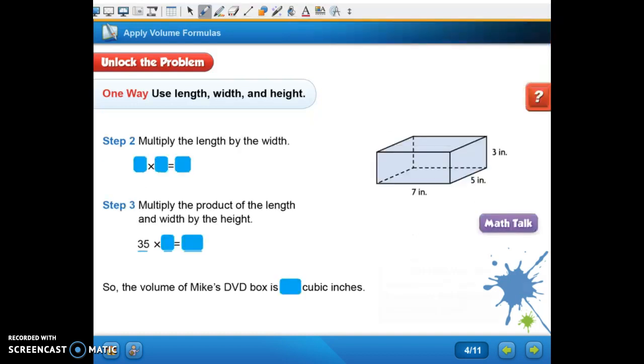Okay, in step 2, it says multiply the length and the width. And once again, what was our length? 7. And our width was? 5. And we know that 7 times 5 is 35. Now multiply the product of the length times width, which was what? 35. The product of length times width by the height, which was 3. And 35 times 3. What's 3 times 30? 90. And 3 times 5? 15. And 90 plus 15 is? 105. So there's a little mental math work for us. So the volume of Mike's DVD box is 105 cubic inches.